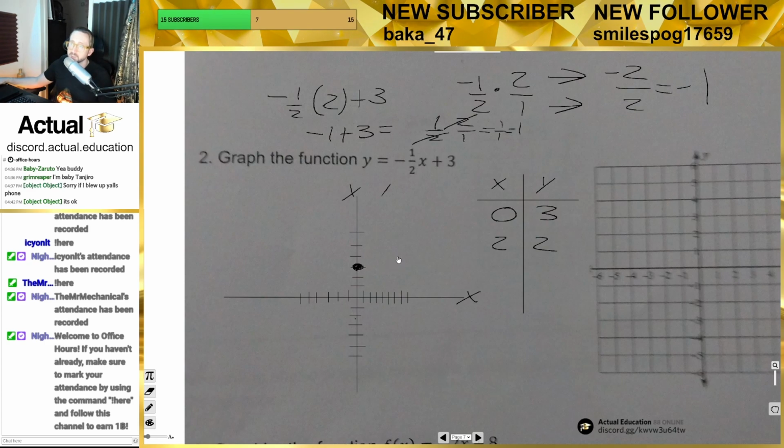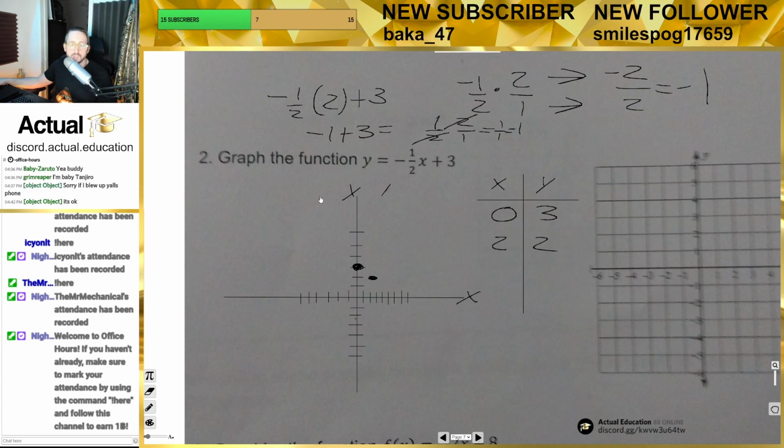Where would I put the other point? The other point would be 2 for x, right? So 1, 2. And then I go up 2 for y. So 1, 2. So now it's right here. Diagonal line. Good.